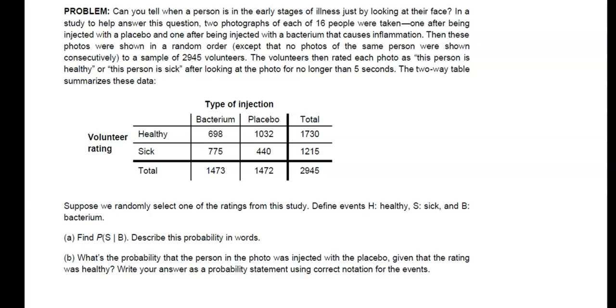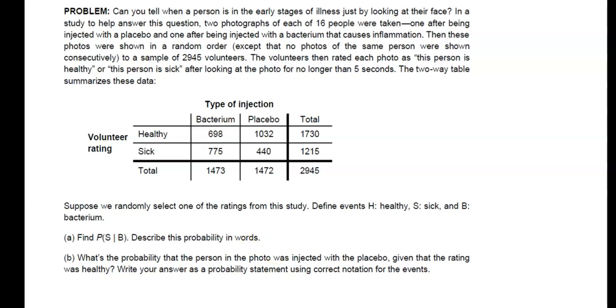To a sample of 2,945 volunteers. Okay, so the volunteers rated each photo as this person is healthy or this person is sick after looking at the photo for no longer than 5 seconds. So just a quick kind of first impression. A two-way table summarizes the data. Suppose we randomly select one of the ratings for the study. Define H as healthy, S as sick, B as bacterium. Find the probability of being sick given that you have bacterium.